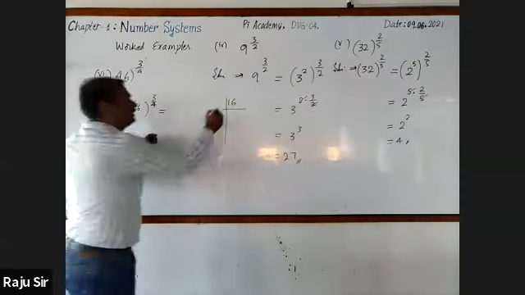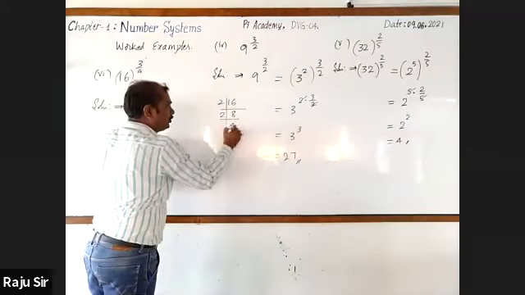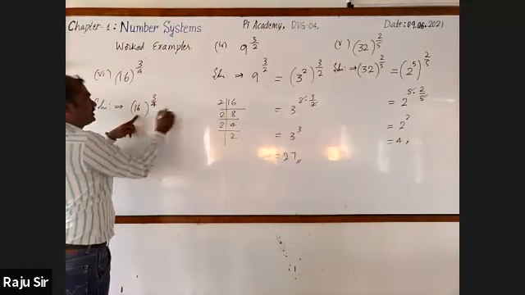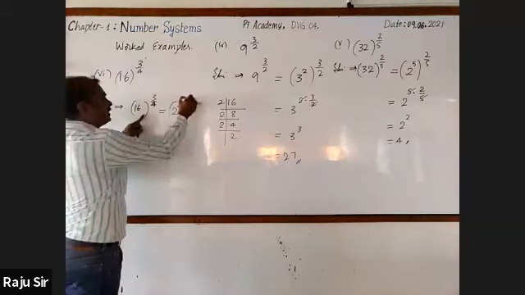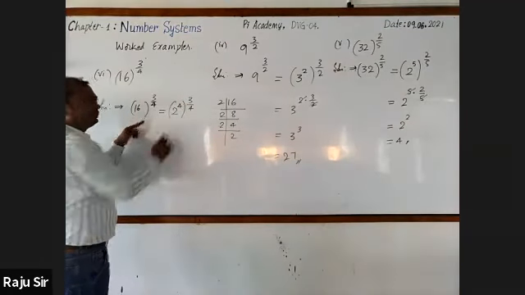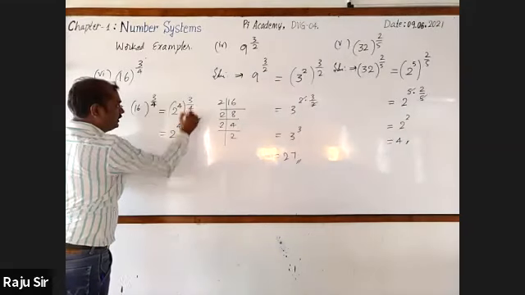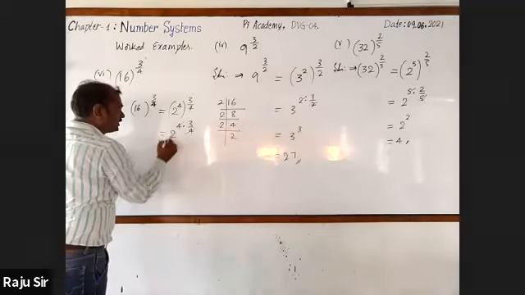16 is there. It is 2 8s, then 2 4s, 2 2s: 1, 2, 3, 4. 16 is written as 2 raised to the power 4, and 4 raised to the power 3 by 4. Next, 2 raised to the power 4 into 3 by 4. 4 and 4 get cancelled. It is 2 cubed.